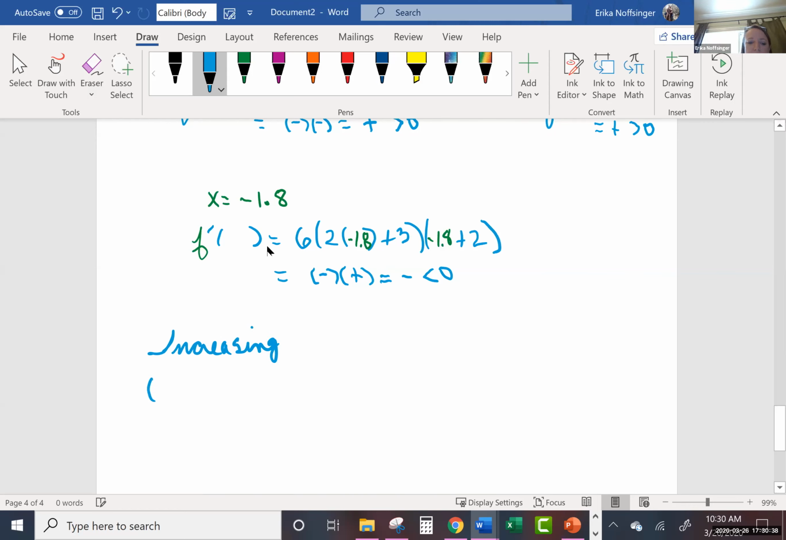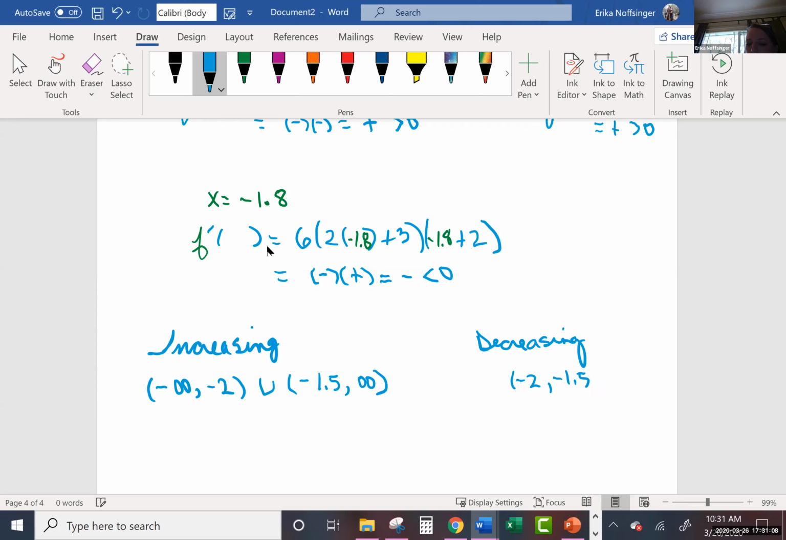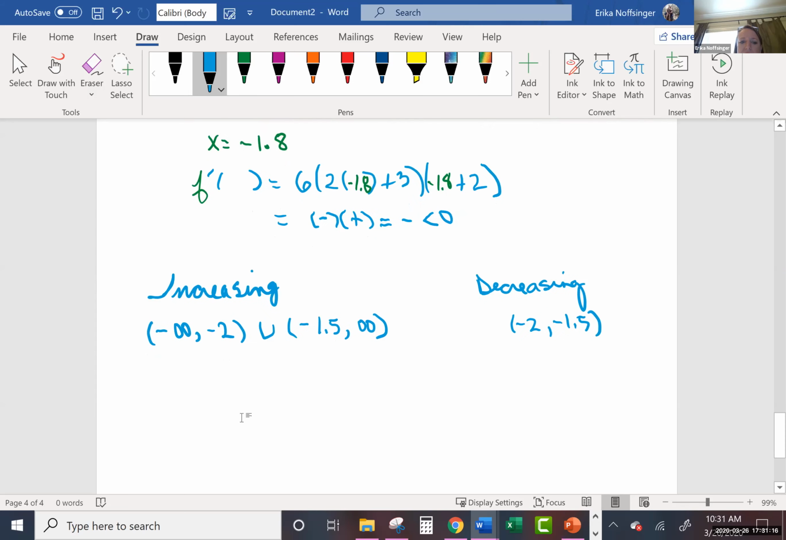So it was increasing from negative infinity, right? Until -2. And then it started increasing again at -1.5 to infinity. And it was decreasing in that little piece in between, which was -2 to -1.5. So remember, those are just the x values where it starts to increase and where it stops increasing.